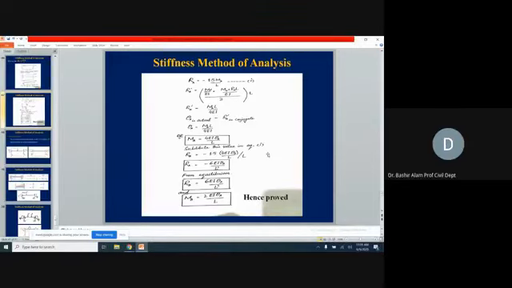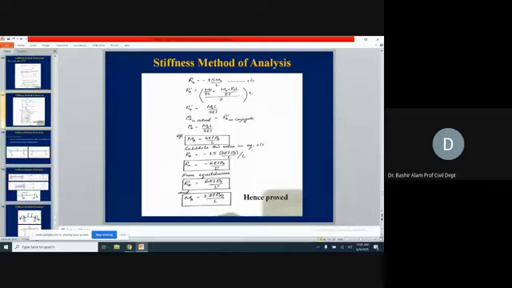Quickly, I will finish it now. If you put the MA values here, RA is equal to, look, the minus sign is coming, so it means we assumed RA in the upward direction in the actual structure, but the negative shows it should be in the downward direction. From equilibrium, at B the reaction will balance this RA, so it should be in the upward direction.